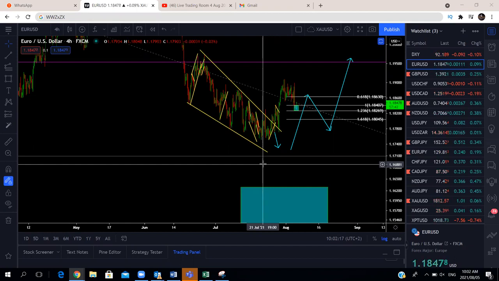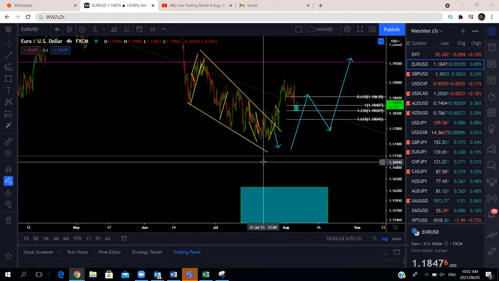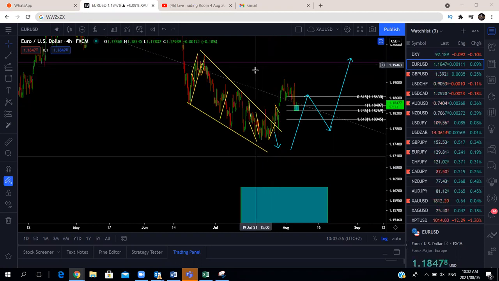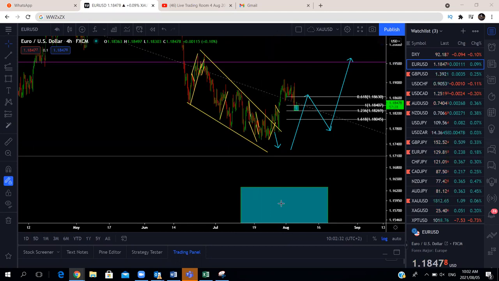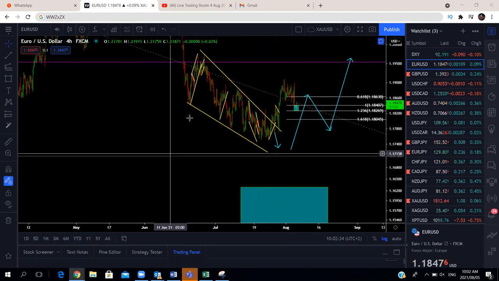Let's get started. I know we've got the pound pairs interest rate decision in about 3 hours. That will be at 1 p.m. my time. It will be 11 a.m. GMT. But let's first look at this setup here.